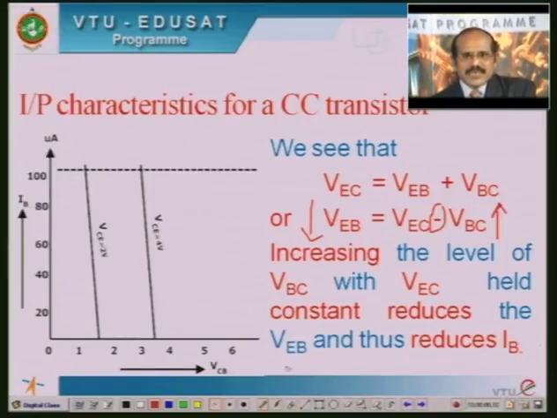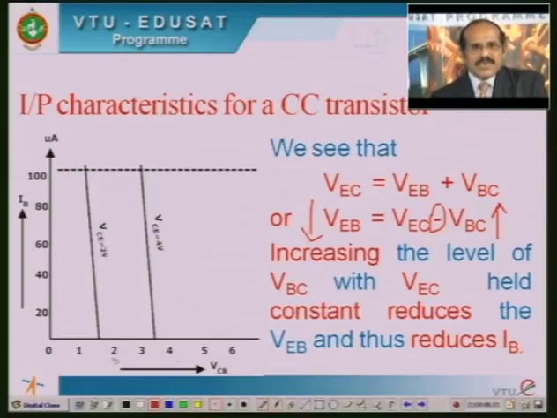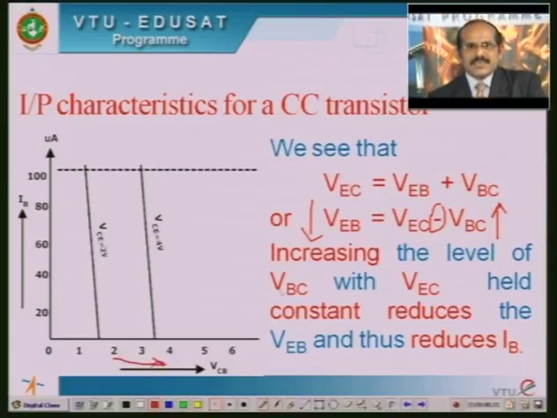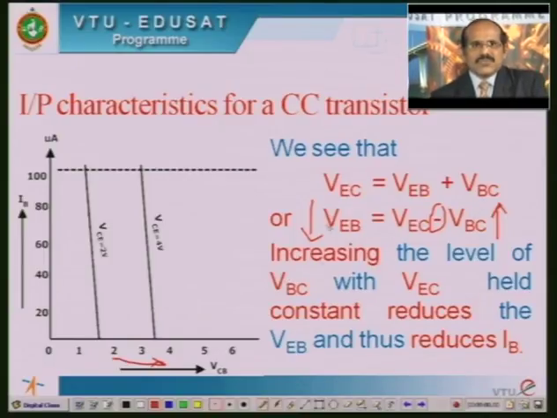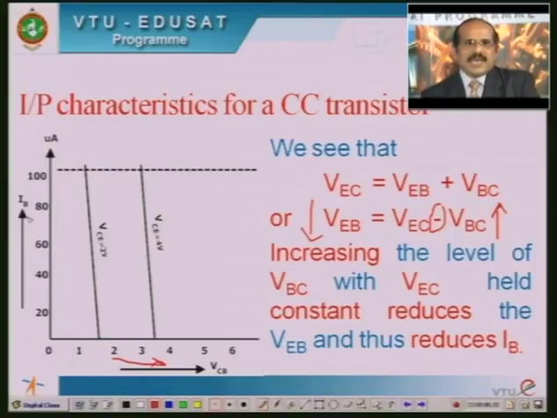So here you can see that I am increasing VBC. When VBC increases, VBE will decrease. When VBE decreases, the IB will decrease here. So you are getting the plot in this particular fashion. Whenever VCB increases, correspondingly VBE will decrease. This decrease in VBE will reduce the base current IB, and therefore you will get this particular plot here.